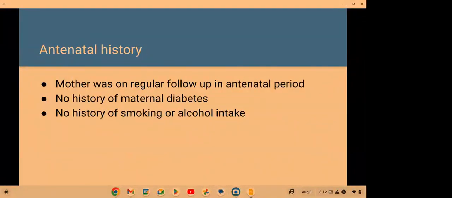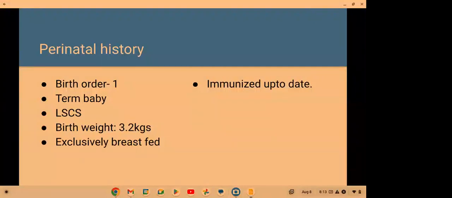Antenatal history. The mother has been on regular follow-up in the antenatal period, and there has been no history of any maternal diabetes, no history of smoking or alcohol intake by the mother. Perinatal history. This is birth order 1 for the mother, and the baby is a term baby. It was delivered by lower segment cesarean section, and the birth weight of the baby was 3.2 kgs. The baby is exclusively breastfed till now and is immunized up to date.